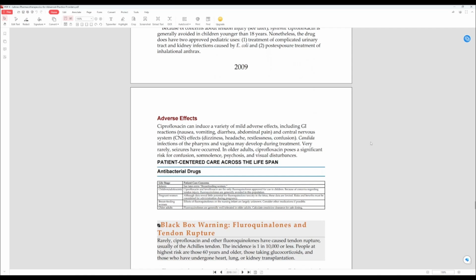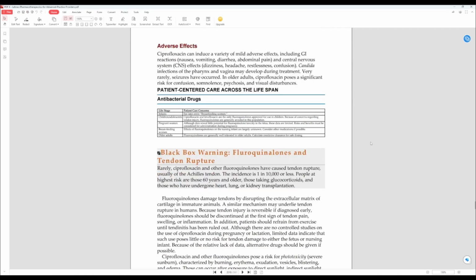Its adverse effects. Ciprofloxacin can induce a variety of mild adverse effects, which include GI reactions, your classic nausea, vomiting, diarrhea, and abdominal pain, as well as some central nervous system effects: dizziness, headaches, restlessness, confusion. Candida infections of the pharynx and vagina may develop during treatment. Very rarely, seizures have occurred. In older adults, ciprofloxacin poses a significant risk for confusion, somnolence, psychosis, and visual disturbances.